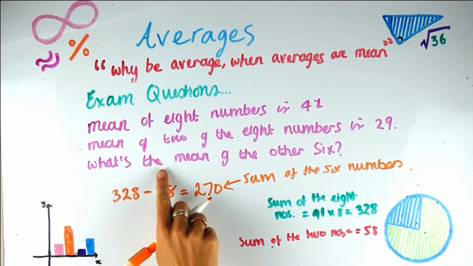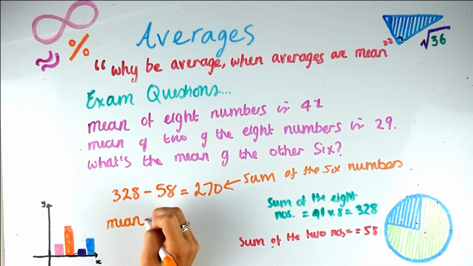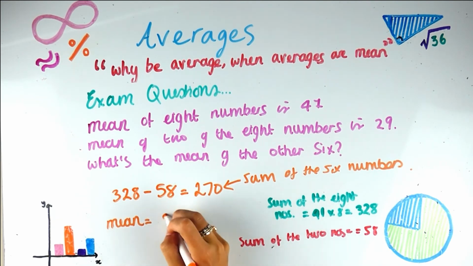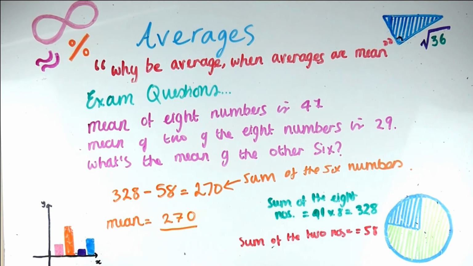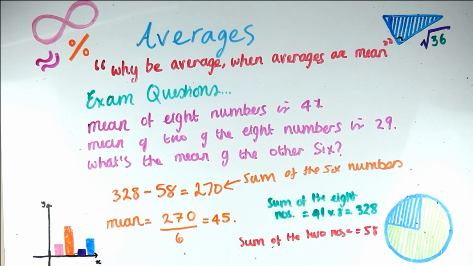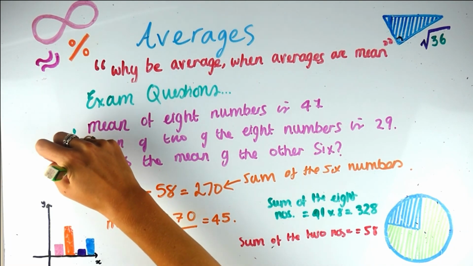And what is my question asking? What's the mean of the other 6 numbers? So I know the sum of the 6 numbers. So mean equals the sum of 6 numbers, which is 270, divided by the number, and there are 6 of them. So we know that the mean of those numbers is 270 divided by 6, which is 45. So in a question like that, it hasn't actually given you the numbers, but it's talking about means, so all you can actually do is play around with your formula for the mean and just work step by step. So this bullet point, then we went to this bullet point, then we went on to this bullet point.